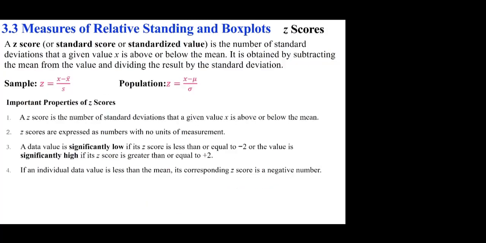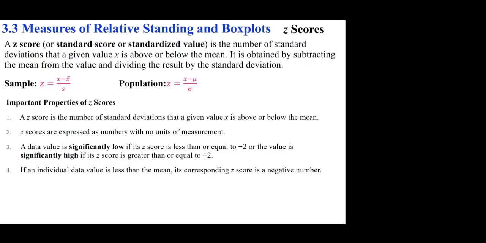What is a z-score? A z-score, or standard score, is the number of standard deviations that a given value is above or below the mean. It is obtained by subtracting the mean from the value and dividing by the standard deviation. So pay attention to the formula: z equals x minus x bar over s, or z equals x minus mu over sigma.